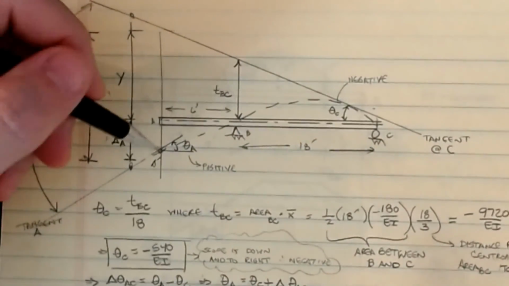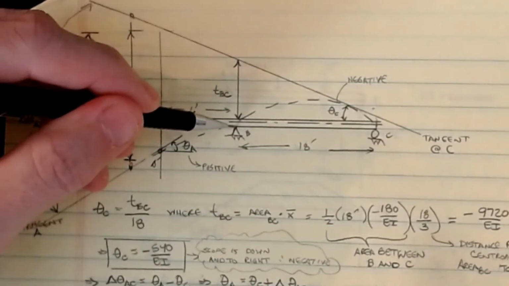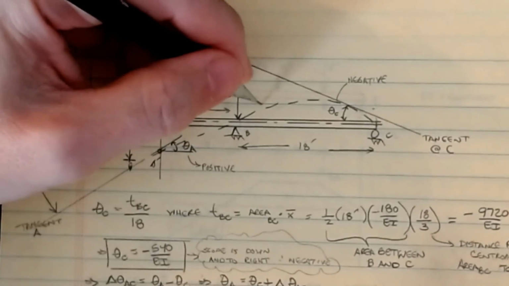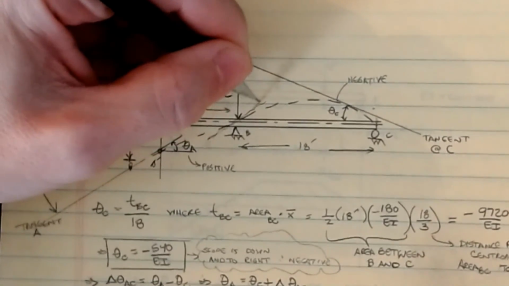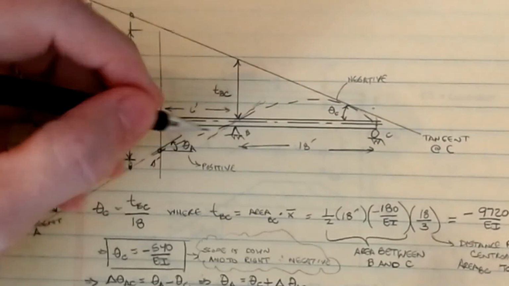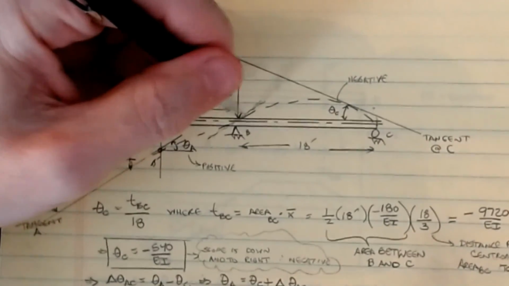The only other point on this particular picture is B. If I were to draw the tangent line at B, it's the line that comes in and does something like that. And again, it's actually probably a little flatter.